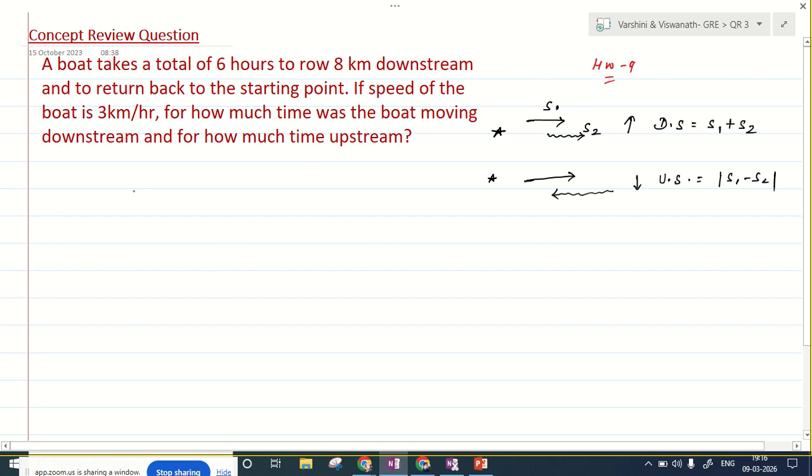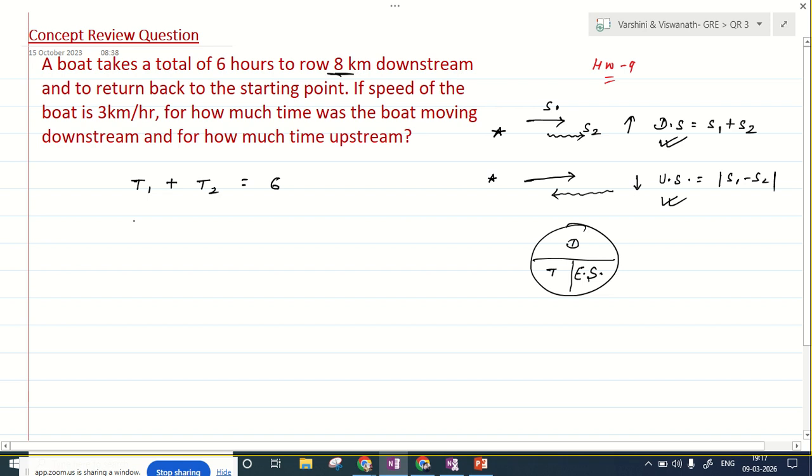Total time taken, how much is given? T1 plus T2, the total is given as 6 hours. And what is the time equal to, we know? Remember I told you? Time equals distance by speed. Now in this case, it's called effective speed. So T1 plus T2 is 6, and how much distance do we have on both sides?